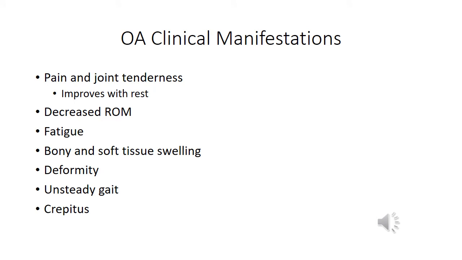Clinical manifestations of osteoarthritis include pain and joint tenderness. This often improves with rest, decreased range of motion, fatigue, bony and soft tissue swelling, deformity, unsteady gait, and crepitus. Remember, crepitus is the air trapped under the skin, and this is due to the cartilage breakdown in the joint.